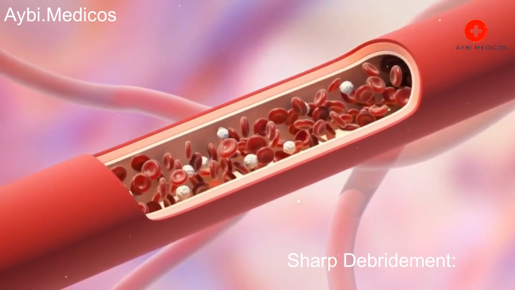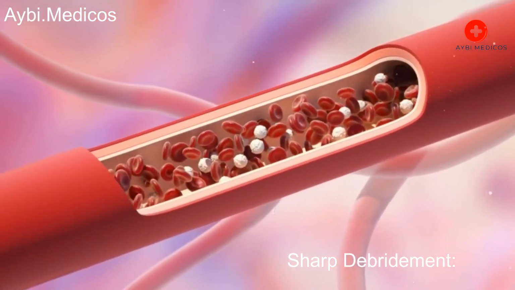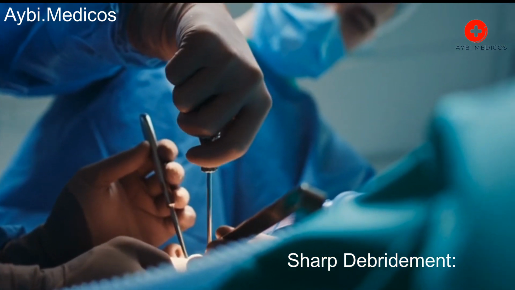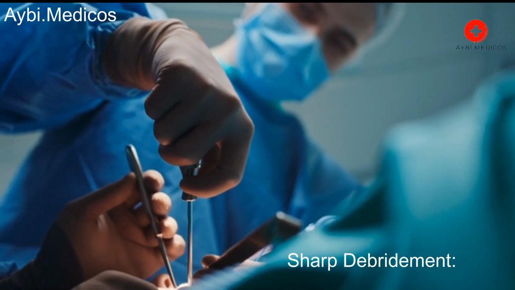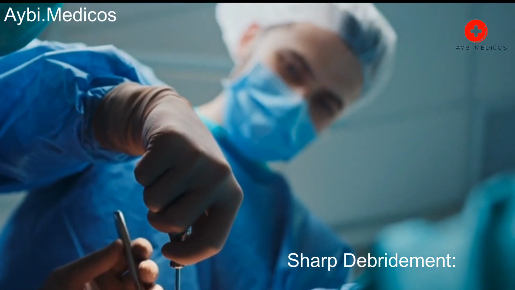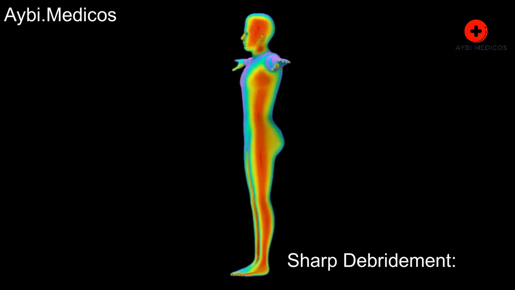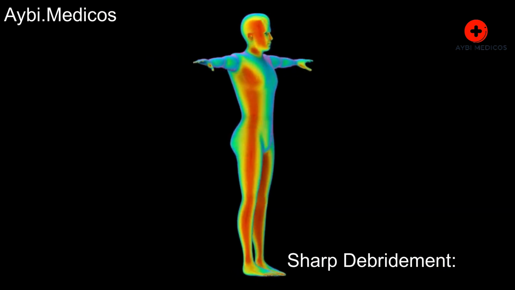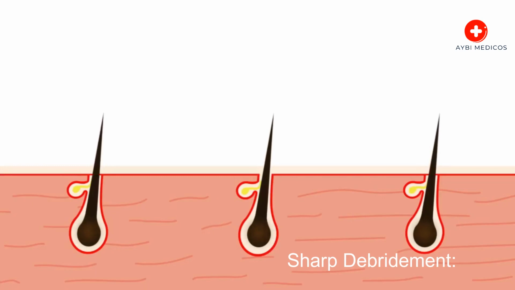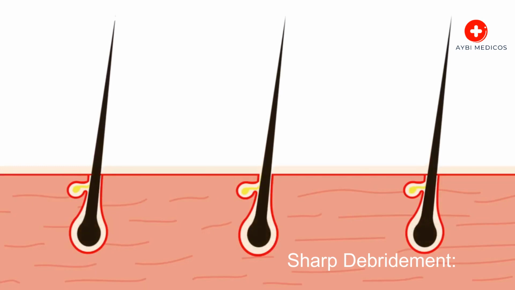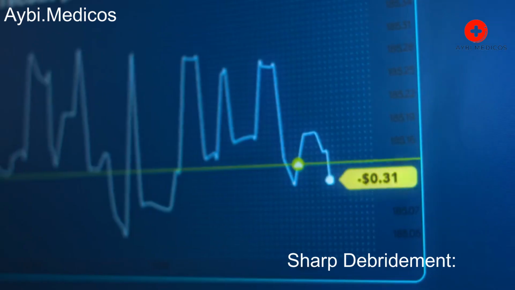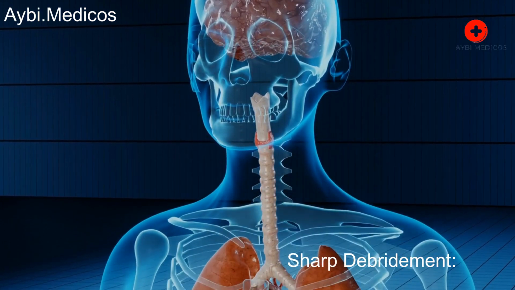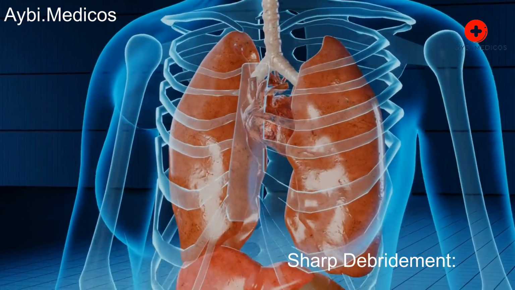The steps involved in sharp debridement include cleaning the wound and surrounding skin with antiseptic solutions, administering appropriate anesthesia to numb the area, especially if the patient might experience pain during the procedure, gently using surgical instruments to cut away necrotic tissue, slough, and any debris. The goal is to leave healthy tissue intact. Ensuring proper hemostasis, controlling bleeding, during and after the procedure. Applying sterile dressings or wound covers after the debridement is complete.